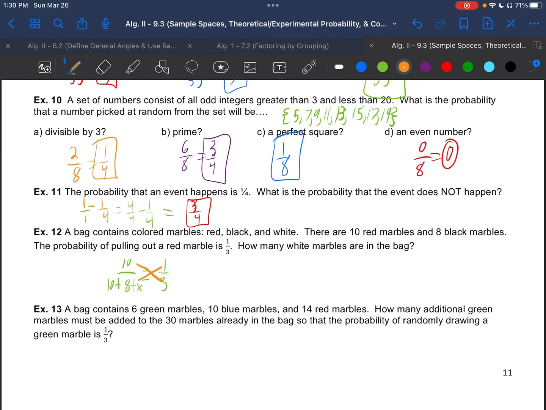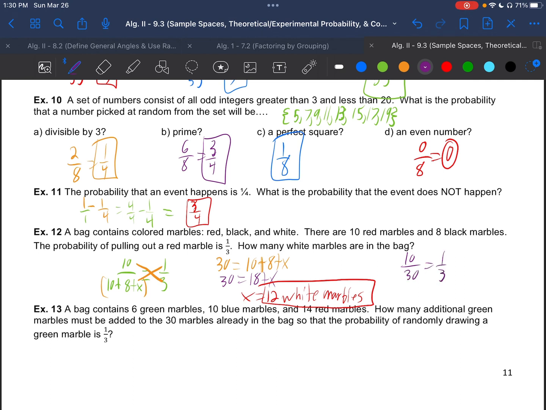So we cross multiply here. You take 3 times 10 and get 30, and 1 times all of that to just get 10 plus 8 plus x. Now, if it was a number other than 1, you would need to distribute. So here we'll combine like terms and get 30 equals 18 plus x. Subtracting 18 tells us the number of white marbles is 12. So there are 12 white marbles. And if you want, you could always check your work by saying 10 divided by 10 plus 8 plus 12, aka 30. Does that reduce to 1/3?